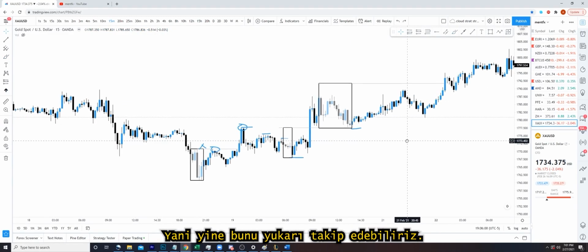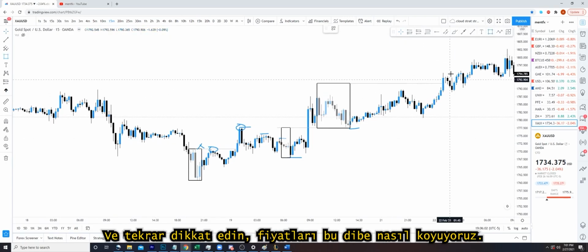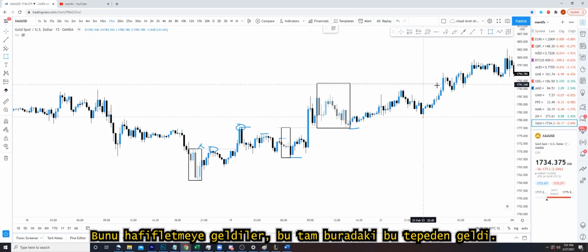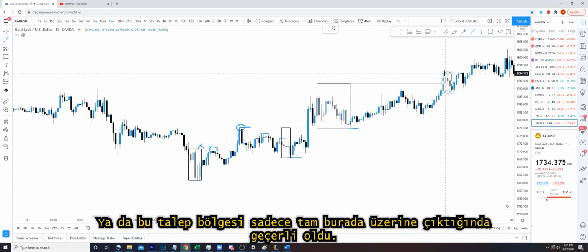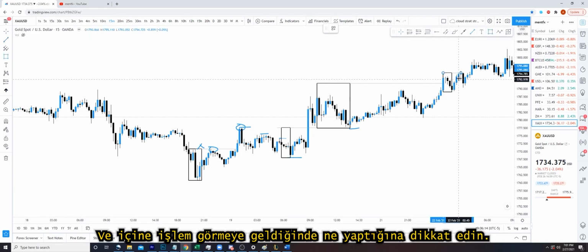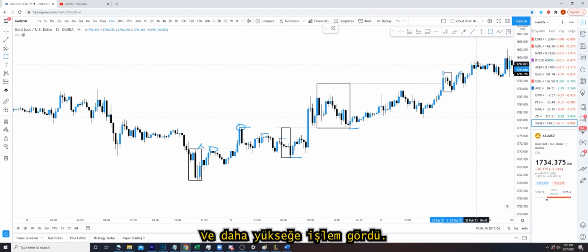because below this point, they will be in too much negative positions and want to switch to a bearish bias. So again, we can follow this up. And again, notice how we are putting in prices. This low that came to mitigate this came from this high right here. And we can highlight that. Now, that MentorFX block, where this demand zone only became valid when it wicked above it right here. And notice what it did after. It came to trade into it and traded higher.